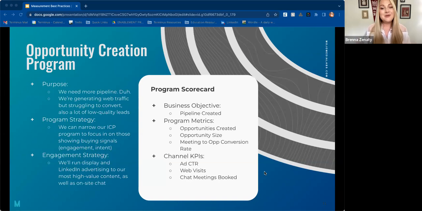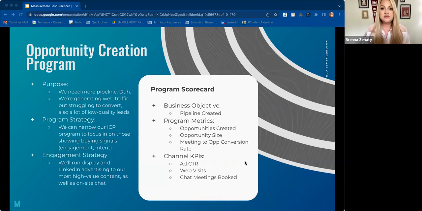But from a business perspective, we know that we're ultimately trying to generate pipeline or new opportunities in these accounts. And because we know that we're driving traffic, but that the people that are converting are of a low quality, we really know that we need to narrow our program to accounts that are most likely to be engaged and interested right now, right? We only want to focus our efforts, marketing and sales, on people that are actually engaged and are actually in market.